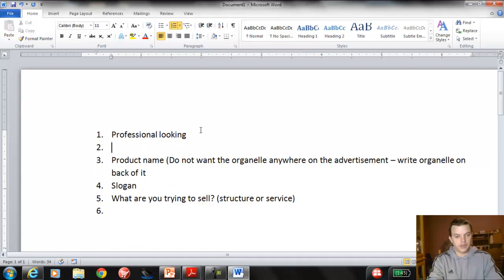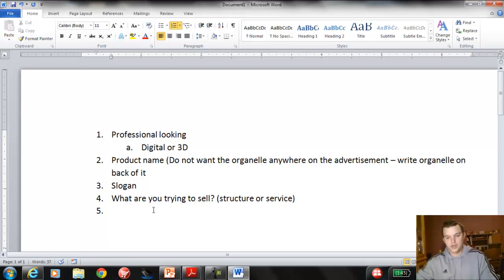To go with the professional looking, we'll go digital or 3D. So you can do it in digital format, or you can do it in a 3D paper format. And what are you trying to sell? And I think that is good enough for your advertisement. So let me show you some examples here.